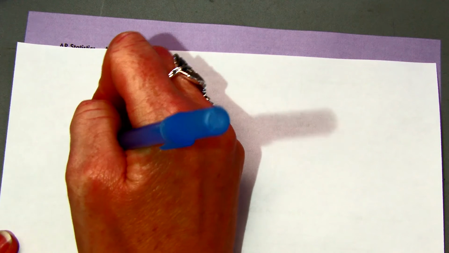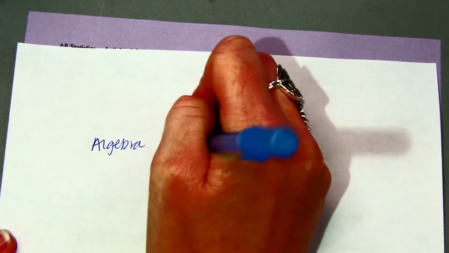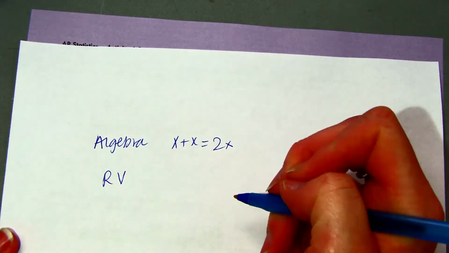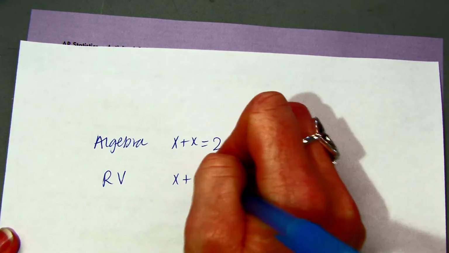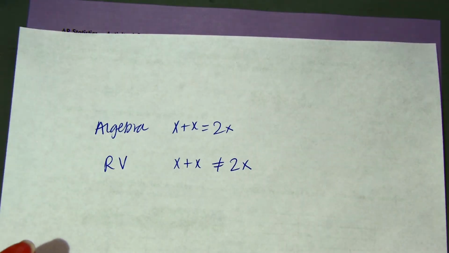So in regular math class, in regular algebra, x plus x is equal to 2x. But in statistics and random variables, x plus x does not necessarily equal 2x. You don't have to write that down.